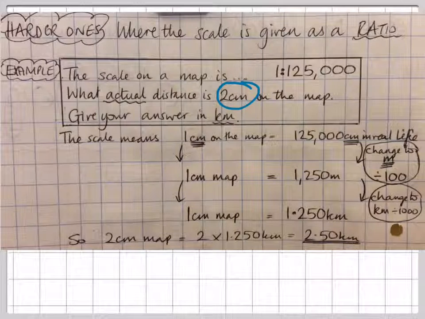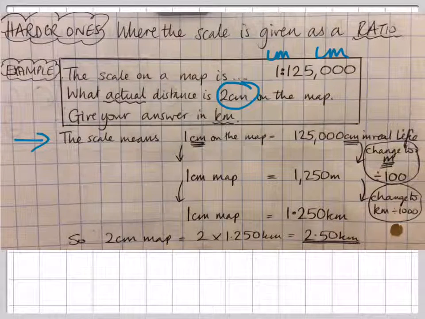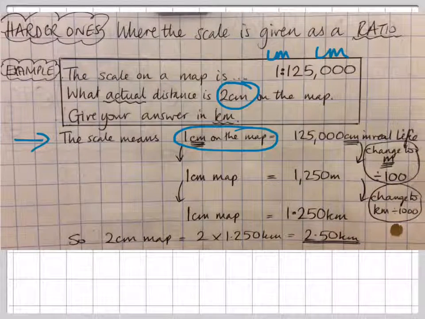Now if we've got a ratio scale, what that means is you can put any unit on the left and any unit on the right. And seeing as we're talking about centimetres, I'm going to write down centimetres here and centimetres there. So what that means is, this line here, the scale means 1 centimetre on the map is exactly the same as 125,000 centimetres in real life.